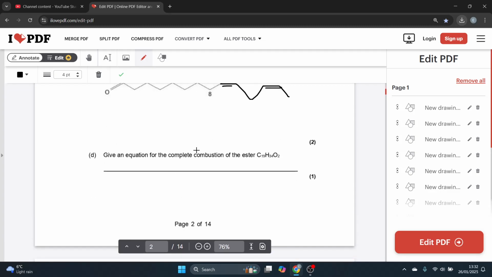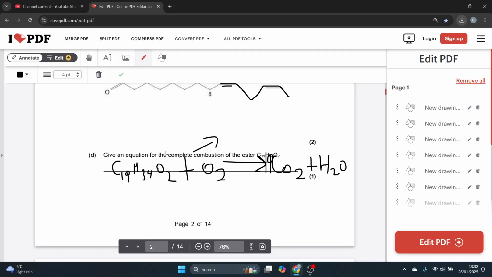Okay, so remember, complete combustion means enough oxygen to give products of purely carbon dioxide and water. So it's just going to be C19H34O2 plus oxygen to form CO2 plus H2O. I've got 19 carbons on the left hand side, so I need 19 here. I've got 34 hydrogens on the left hand side, so I need 17 here. And now I just need to balance the oxygens, so it should be 26.5. C19H34O2 plus 26.5O2 to form 19CO2 plus 17H2O.